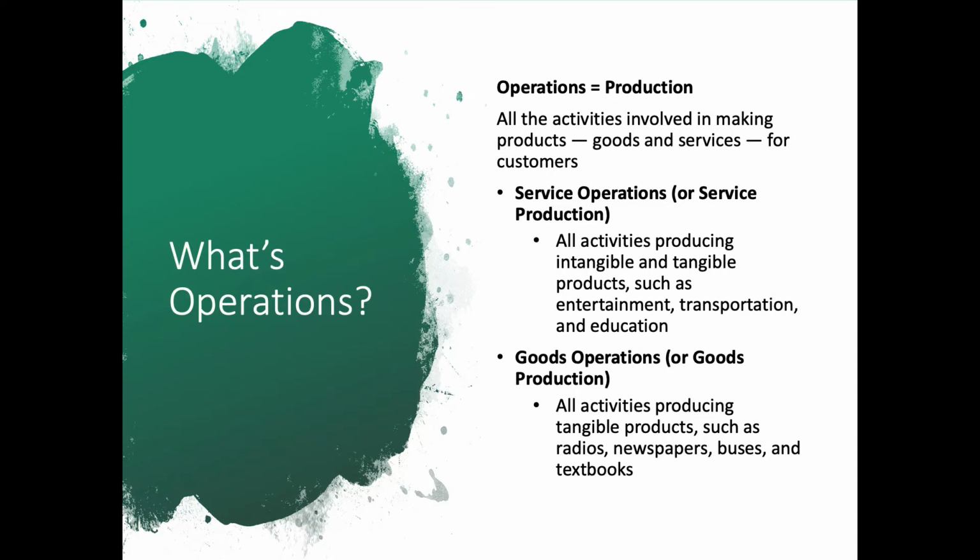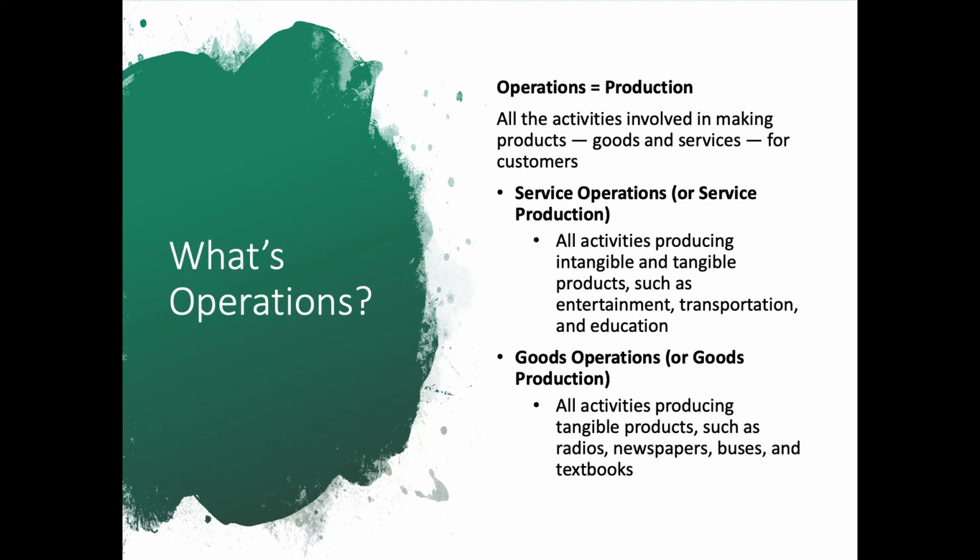Well, as you can see here, as we answer the question, what's operations to begin with? It's a synonym for production, and therefore the textbook describes it as all the activities involved in making products, either goods or services for customers. And here, at our first distinction between services and goods, will help us to understand the differentiation as well as the similarities depending on what your end product is.